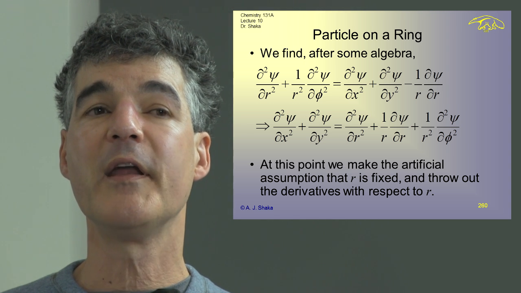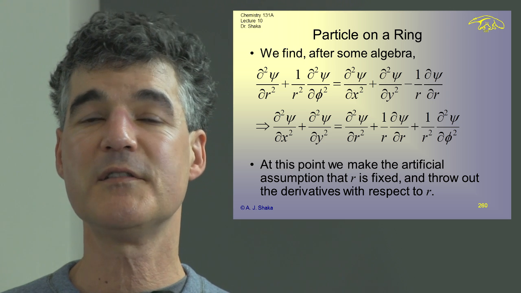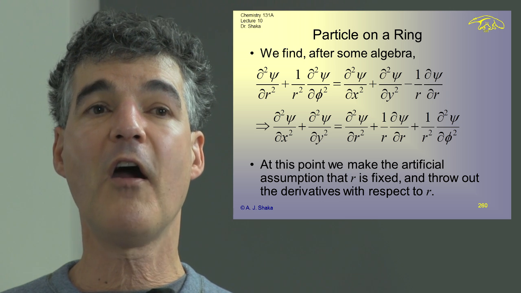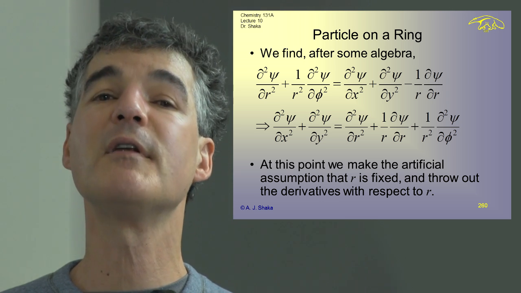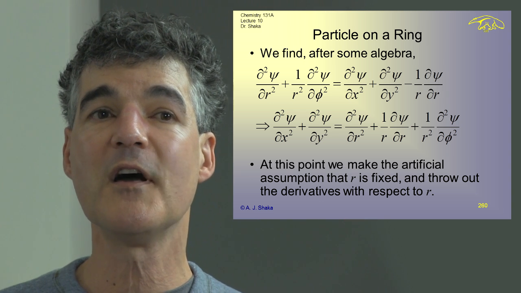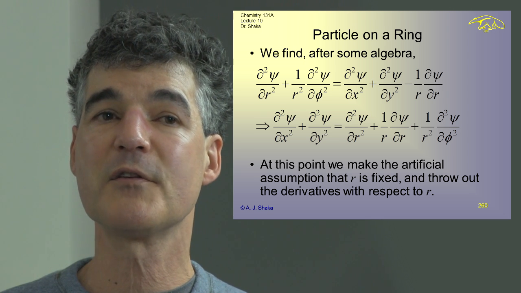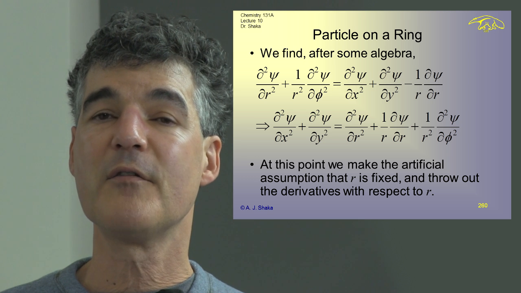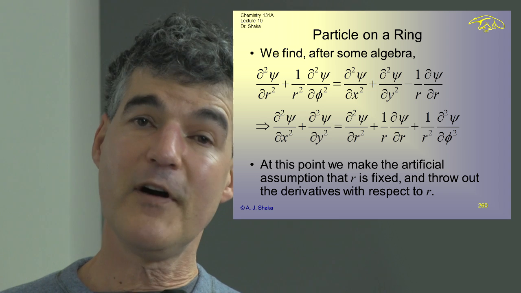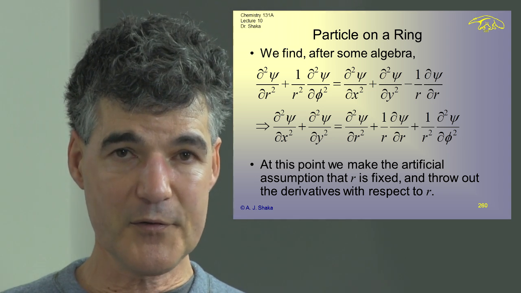And now at this point, we make the totally artificial assumption. We just say, hey, particles on a ring, let's just freeze r. And so wherever we see a derivative with respect to r, let's just say it's 0, because r is not changing. And that's great, because now we just have 1 over r squared times the second derivative with respect to phi. And that's looking, except for phi instead of x, that's looking awfully similar to things we've already done.